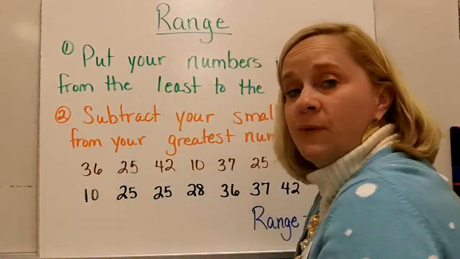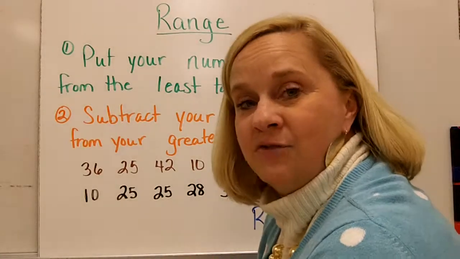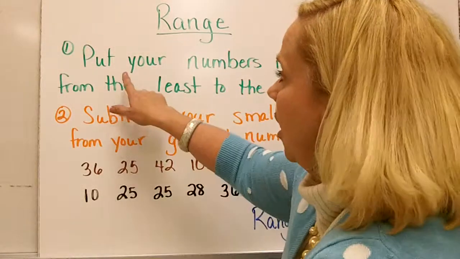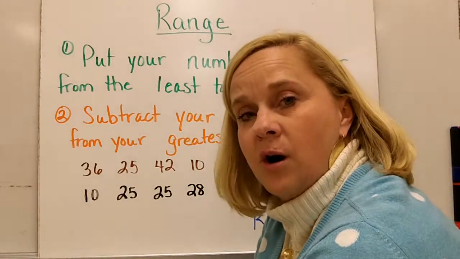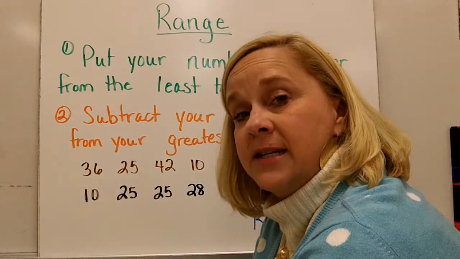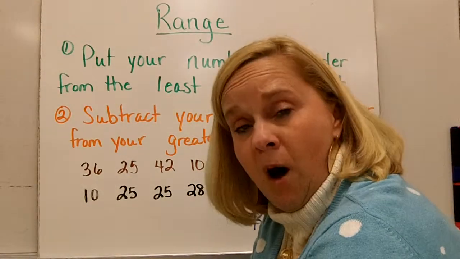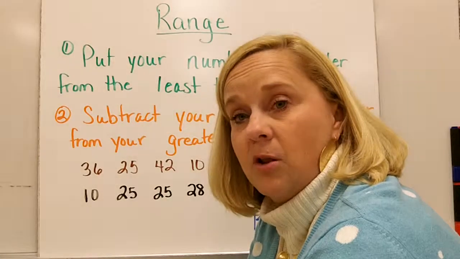All right, let's look at the range. To find the range, you have to do 2 things. One, you have to put your numbers in order from the least to the greatest. After that, you're going to take your largest number, and then you're going to subtract the smallest number in your list from the largest number.